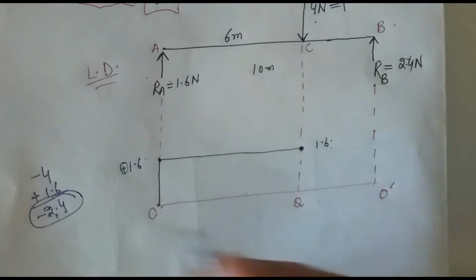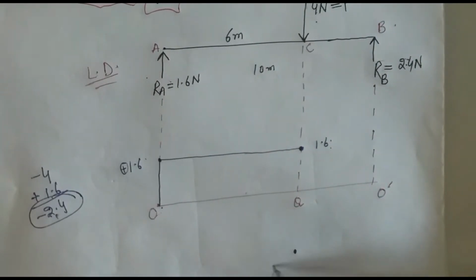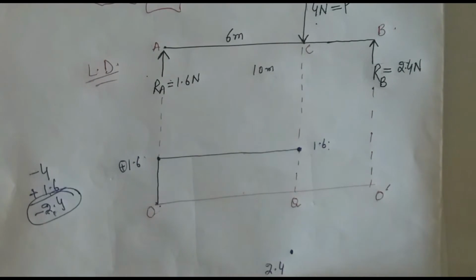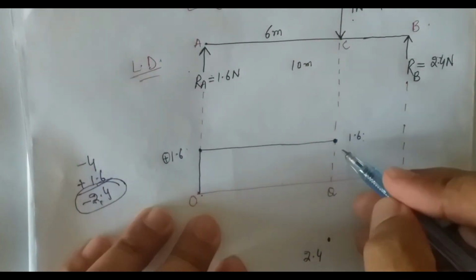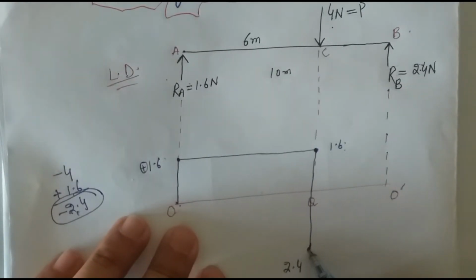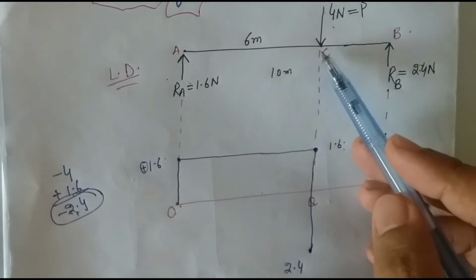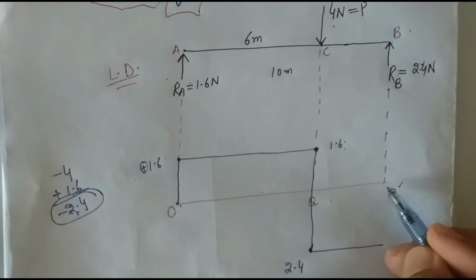So let's assume that this value is located here below the reference line, and this point's value is 2.4. But here I will not mention it as negative, because its location shows that this value is below the reference line, so there is no need to put a negative sign before this value. I will join these two points, and it gives us a straight line just like this. Now we see in the load diagram that there is no load between point C and point B, so again I will draw a straight line parallel to the reference line.